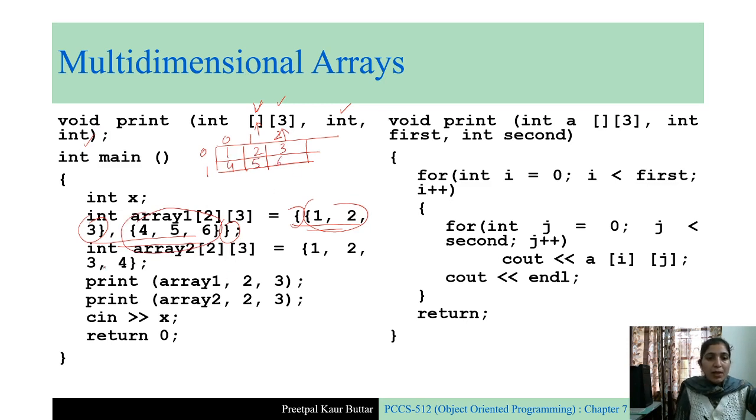And then we are creating another array, array 2, of size 2 by 3. So it is also similar, containing the same number of rows and same number of columns. But here we are not using the inner and outer curly braces, we are using only single curly braces. So how is it able to fill these 6 elements, but we have specified only 4 elements here?